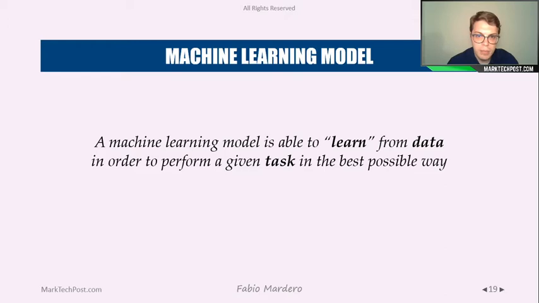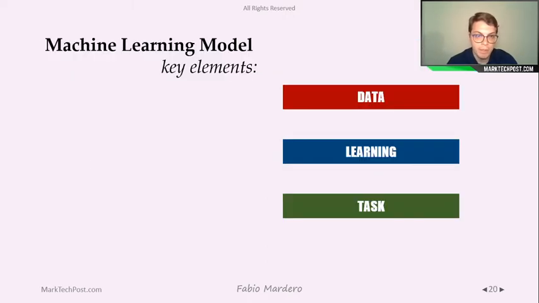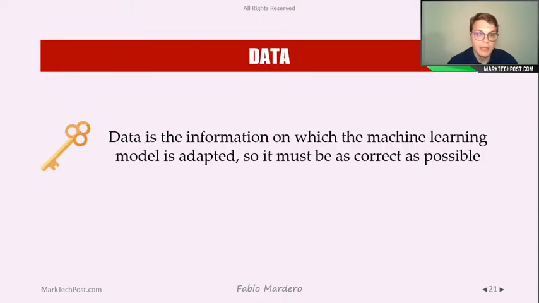A machine learning model is able to learn, and in the next section we will characterize in a mathematical way the concept of learning, from data in order to perform a given task in the best possible way. So again, let's repeat, the three key elements of a machine learning model are data, learning, and task. And let's start with the first one, briefly recapping those concepts.